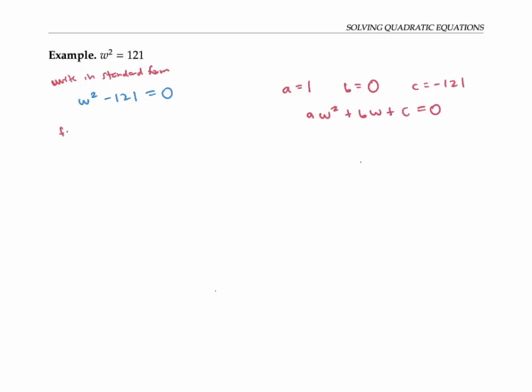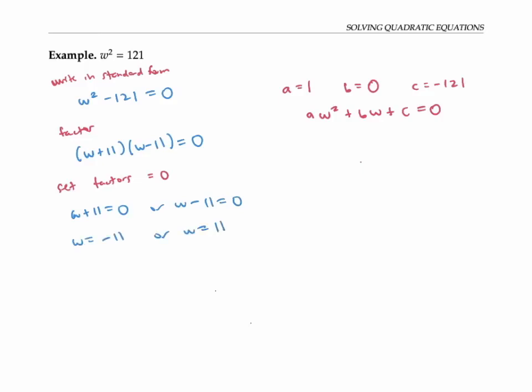Next step, I'm going to try to factor this expression. Since 121 is 11 squared, this is a difference of two squares, and it factors as w plus 11 times w minus 11 equals 0. If I set the factors equal to 0, I get w plus 11 equals 0 or w minus 11 equals 0, so w equals minus 11 or w equals 11.